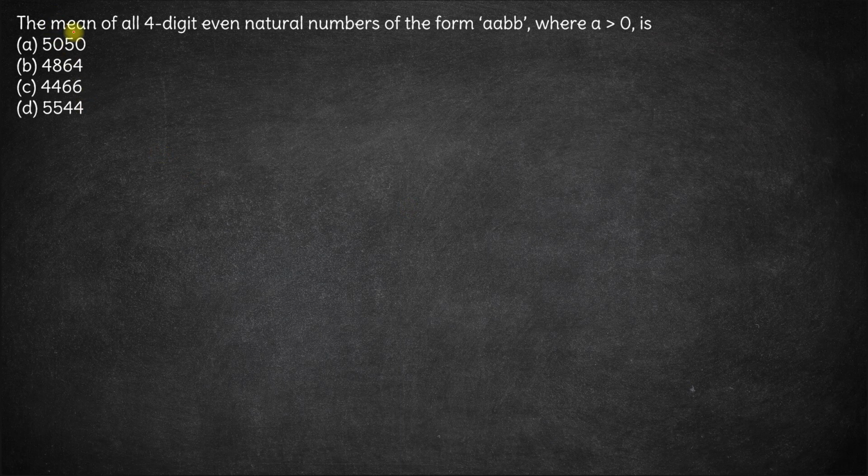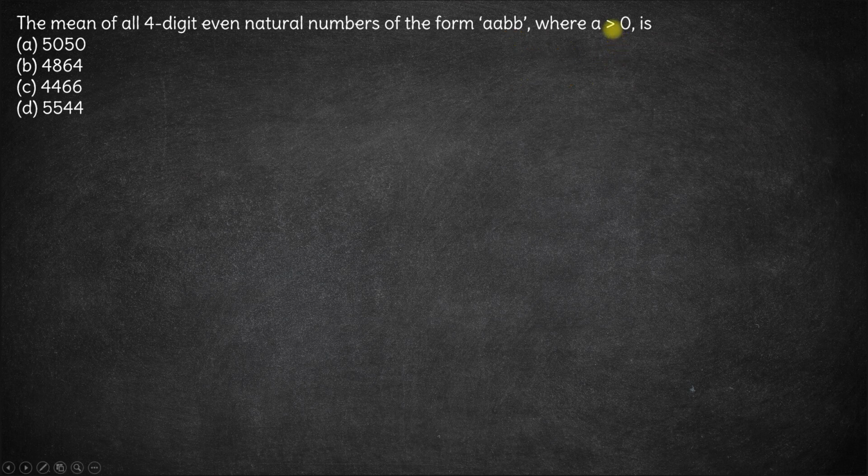Hi, here we have the mean of all 4-digit even natural numbers of this form is how much? Now since we want all 4-digit even natural numbers, for this number to be even, B should be either 0, 2, 4, 6 or 8. B has to take one of these values. And A is greater than 0, so A can take any value from 1 to 9.